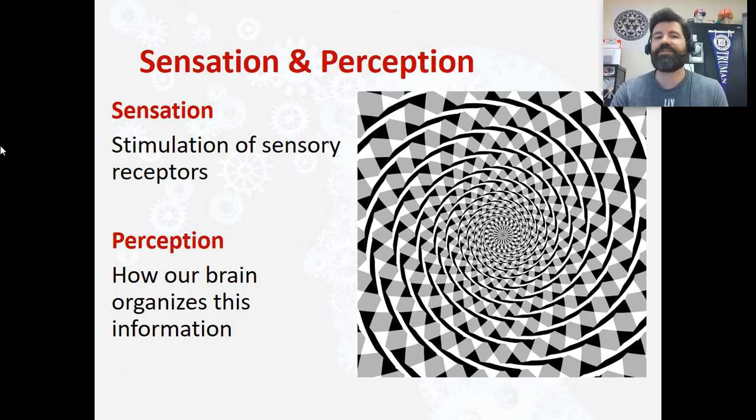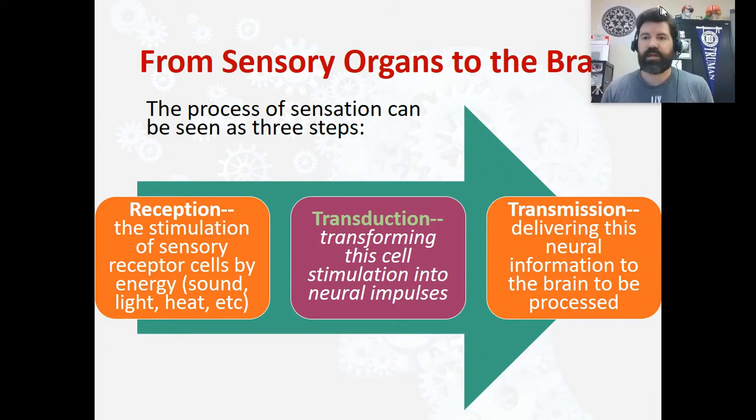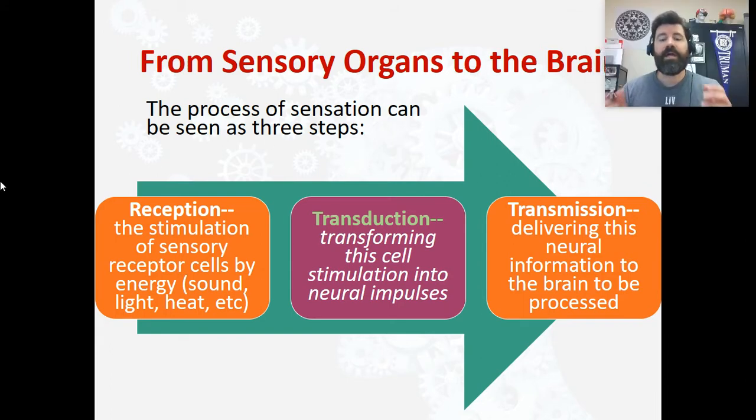So first, let's look at the process of creating a sensation. It's kind of like a three-step process. So my video is covering up here. This just says brain there in the corner. So how does information go from the outside world and eventually end up in our brain? Well, it's a three-step process.